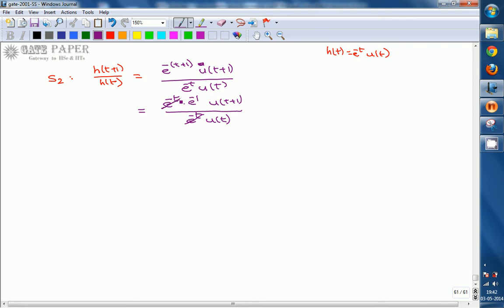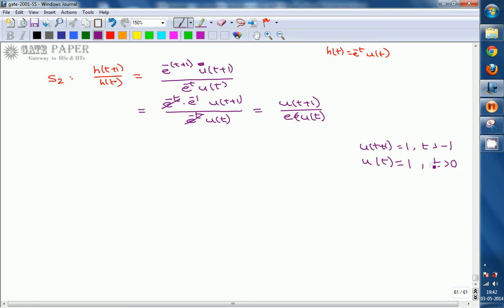So e power minus t will get cancelled, and this becomes u of t plus 1 divided by e of e into u of t. Here we can observe that u of t plus 1 is equal to 1 for t greater than minus 1, and u of t equals 1 for t greater than 0.